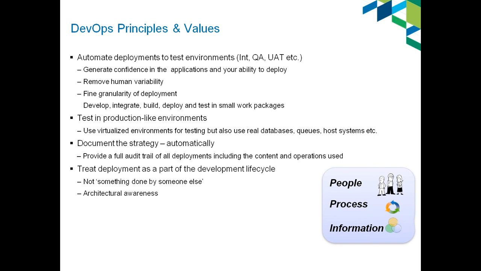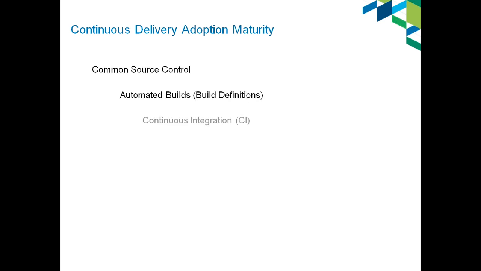So, some principles and values of DevOps really that we put together. Well, automated deployments to test environments. We need to automate that as much as possible so that instead of just having continuous build processes, we have a continuous delivery process into the first environment that you're going to test in. You're not going to do continuous delivery into production, obviously, but you can do that into your early environments whereby you are doing some early testing. This will generate some confidence in the application, and it will generate some confidence in your ability to deploy as well.